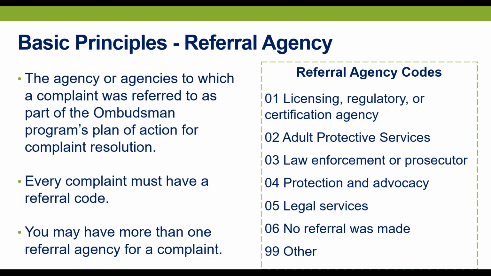Okay, let's see here. What is the difference between referral code 2 and 4? 2 is adult protective services and 4 is protection and advocacy. Those are 2 separate entities. Adult protective services investigates elder abuse or abuse of older adults, and protection and advocacy is a separate entity that advocates for individuals with disabilities. And Louise, did you want to say something to that? Sure.